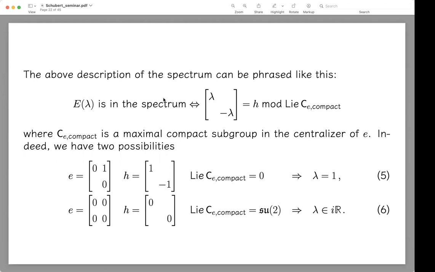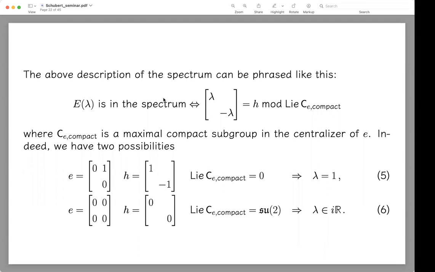Its centralizer of nilpotent is unipotent. So its maximal compact is trivial, its Lie algebra is zero, and we conclude that lambda equals 1. The other possibility is we have the zero nilpotent, and then this characteristic is also zero. However, the centralizer is everything. The maximal compact in the centralizer is SU2. And therefore, we conclude that lambda has to be purely imaginary.